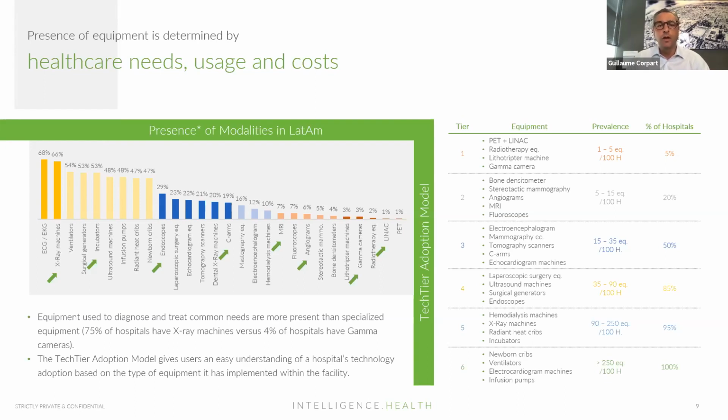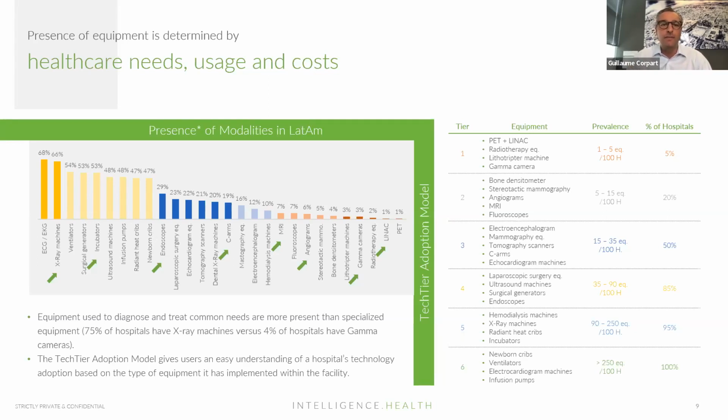Now, HospiScope gathers information from over 20,000 hospitals across Latin America, and we ask them every year to update their equipment counts, their bed counts, and all sorts of other information about the infrastructure of the institution. And here what we're looking at is the presence of key modalities, so key equipment within the hospital system.